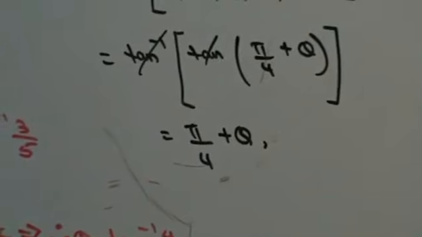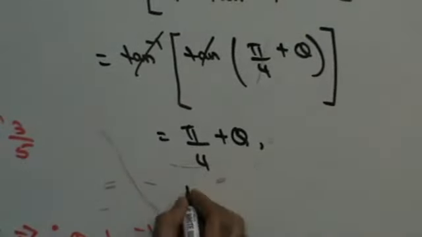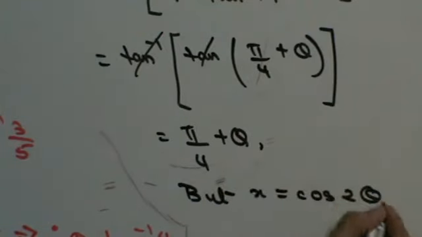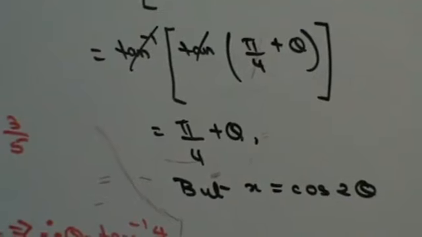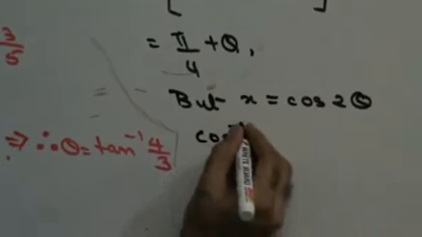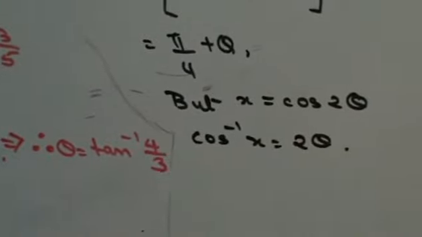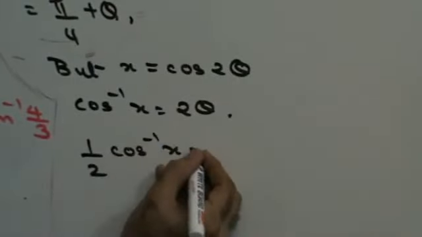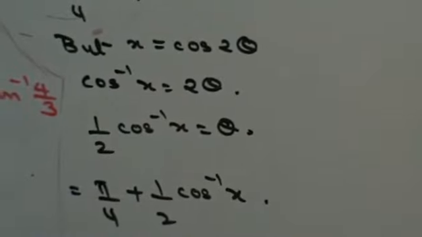Guys, but x is equal to cos 2 theta. We had assumed this right in the beginning. If I take the cos function on the other side, I will get cos inverse of x is 2 theta. If I take 2 on the other side, I will get 1 upon 2 cos inverse of x is equal to theta. Substitute the value of theta, so pi by 4 plus theta can be written as pi by 4 plus 1 upon 2 cos inverse of x. So the answer will be pi by 4 plus 1 upon 2 cos inverse of x. This finishes this chapter.